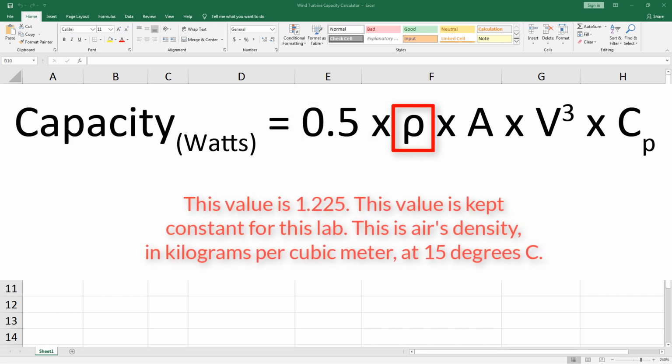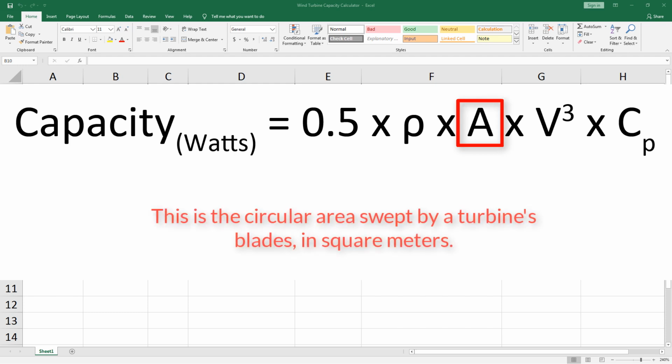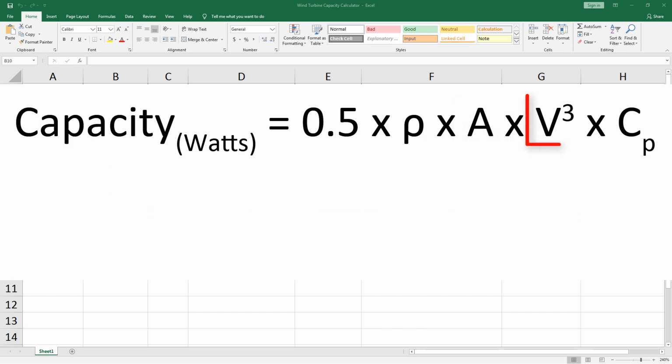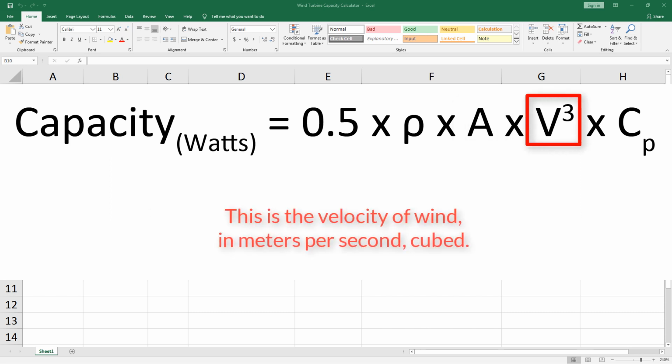Rho is 1.225. This value is kept constant for this lab. This is air's density in kilograms per cubic meter at 15 degrees Celsius. A is the circular area swept by a turbine's blades in square meters. V cubed is the velocity of the wind in meters per second cubed.